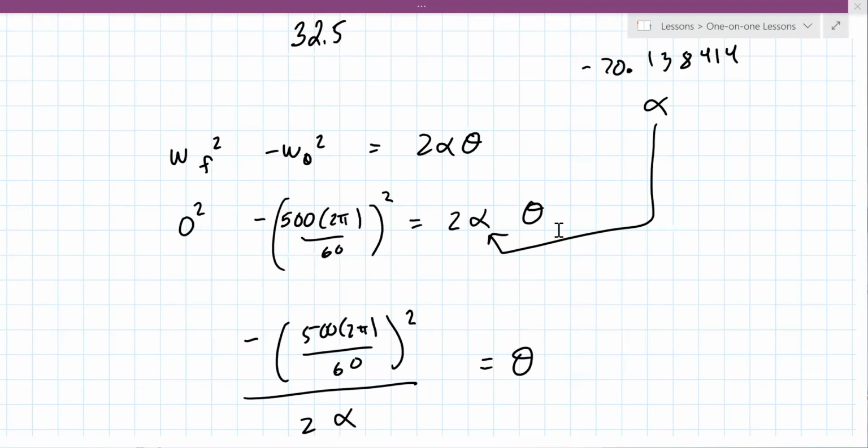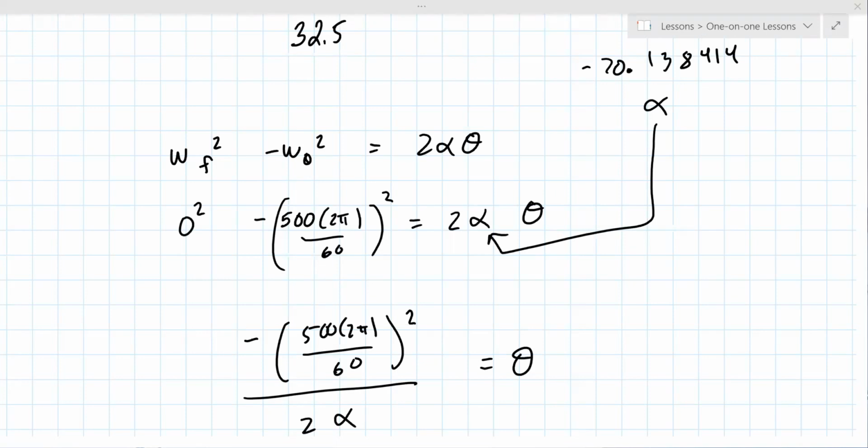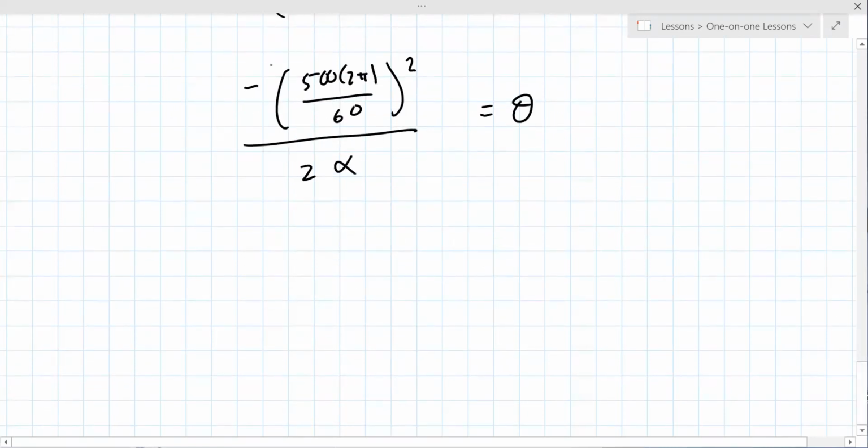We get about 68 radians, I'm sorry, and then we have to convert that to revolutions. The number you get here is in radians, and we know that there are 2 pi radians in 1 revolution. So you have to take the answer you just got and divide it by 2 pi. So it ends up giving you about 10.8 revolutions. Yeah, I get 10.8 too.